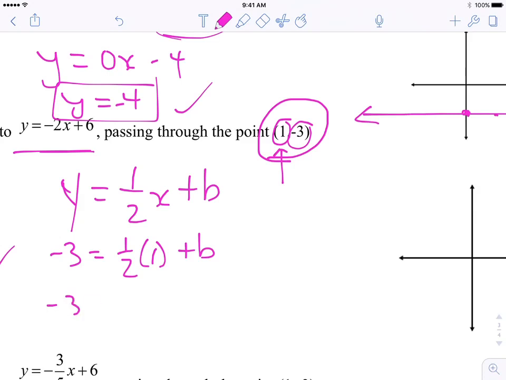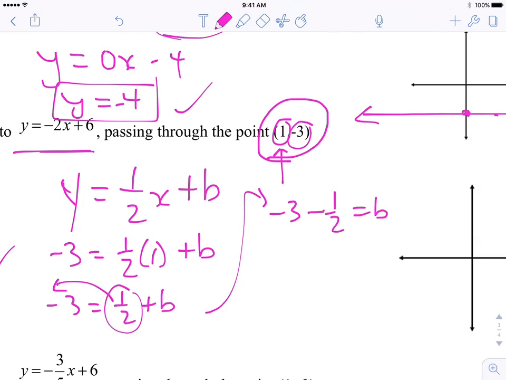So I have negative 3 equals, and 1/2 times 1 is 1/2, plus b. I'm going to take the 1/2 and bring it over to that side. I'll do that up here though. So I'll have negative 3 minus 1/2 equals b. Negative 3 minus 1/2 is the same thing as saying negative 3 plus negative 1/2 if I change the subtraction to addition and change the following sign to its opposite.